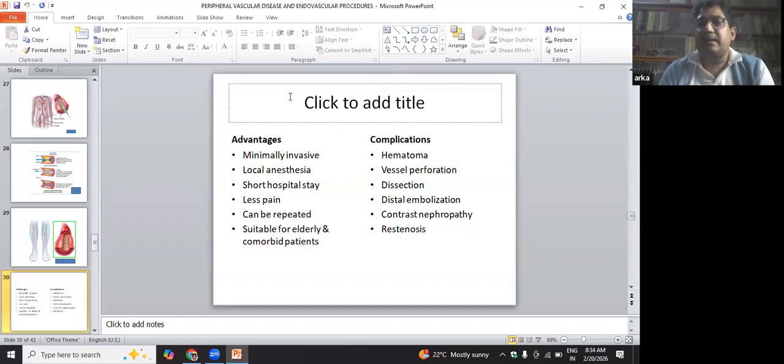So nowadays there are more and more studies coming up with endovascular procedures, and more things are being implemented in this area.